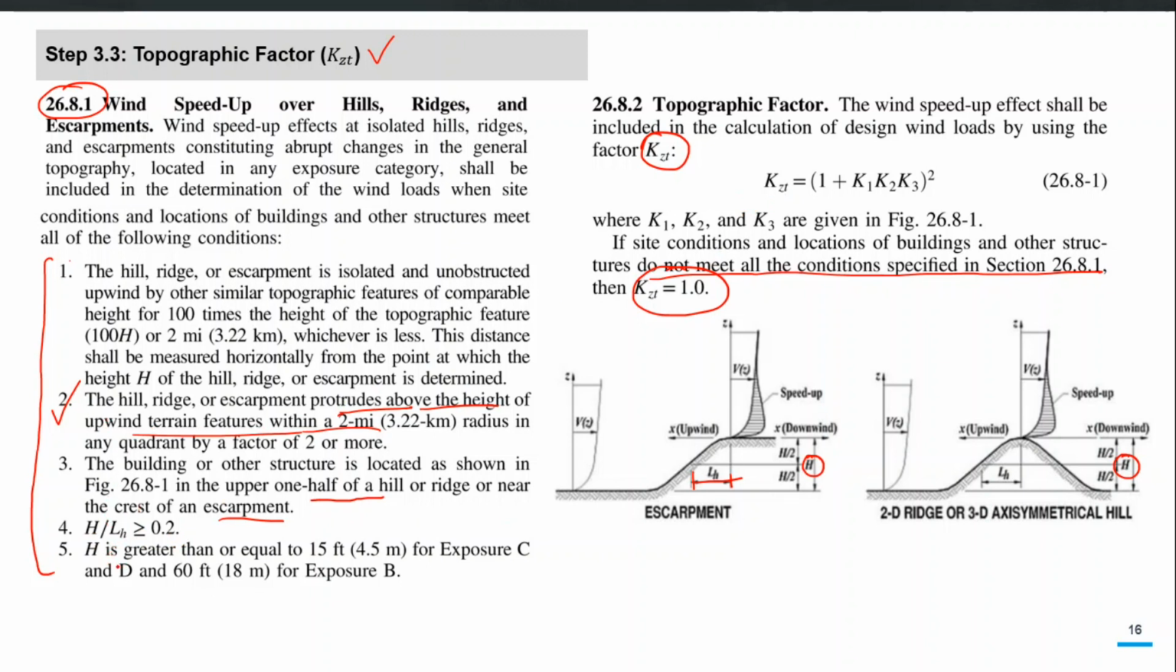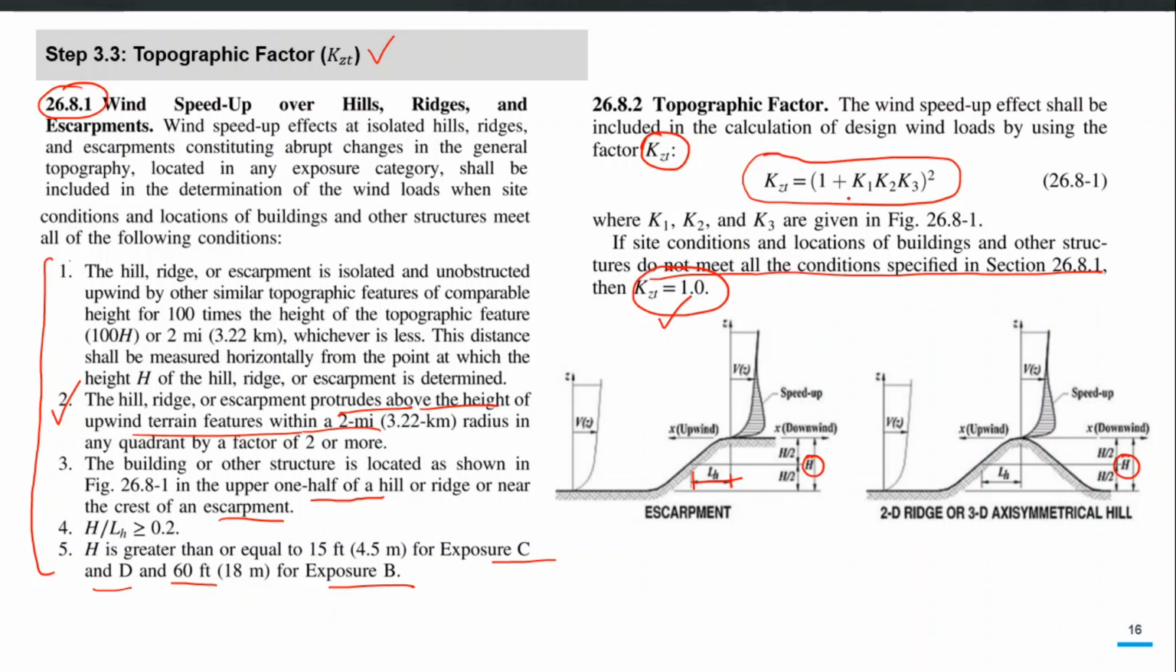And finally, capital H is greater than or equal to 15 feet for exposure C and D, and should be greater than or equal to 60 feet for exposure category B. So if all 1 to 5 conditions are fulfilled, then you should use this particular expression to determine Kzt. Otherwise, Kzt will be equal to 1.